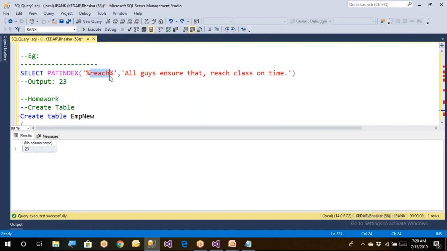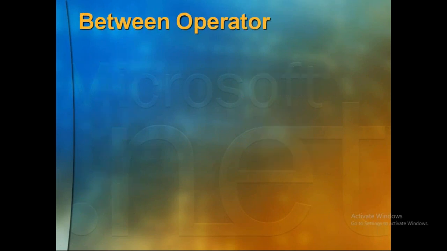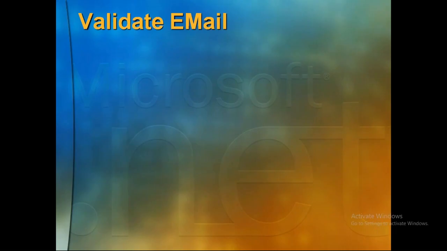So that is what the pattern index does, but char index is going to be giving you only the given value in the given string. Otherwise, it will be giving you a zero. If reach is not available, you can get a zero here. That's it. If it is not available, you should be able to get the zero. So that is the important thing, char index and pattern index. Am I clear? So I wanted to validate something, I wanted to do something, you can do.